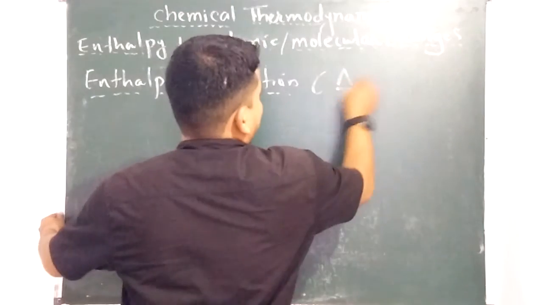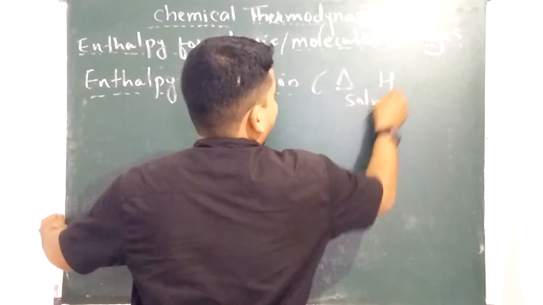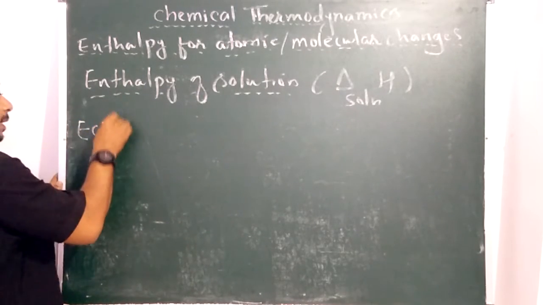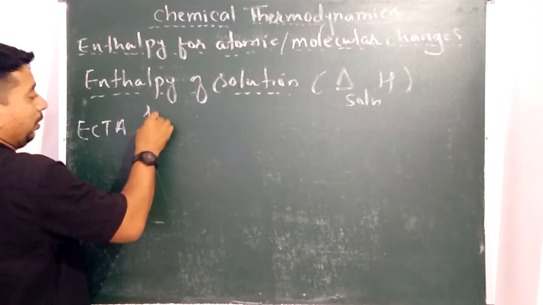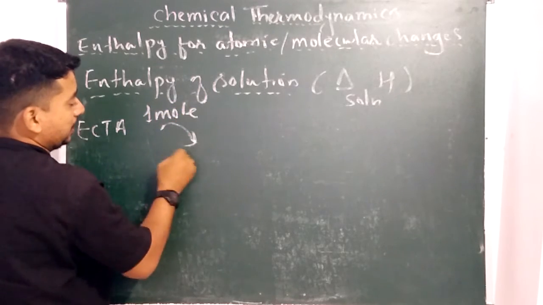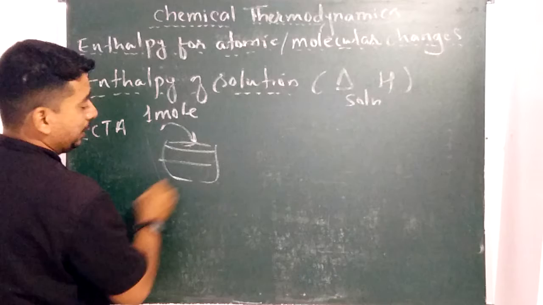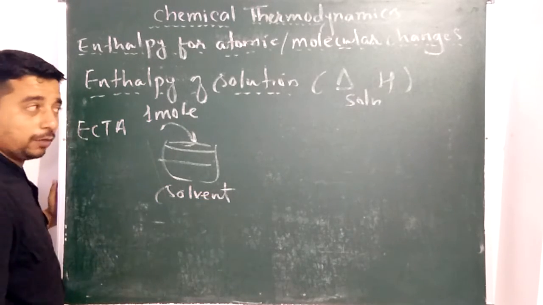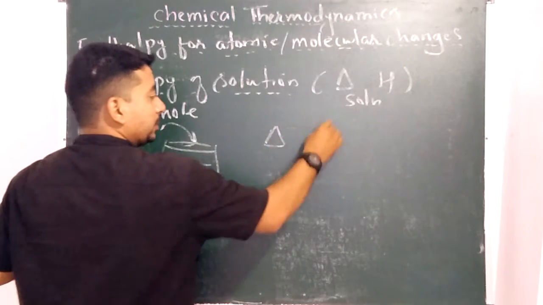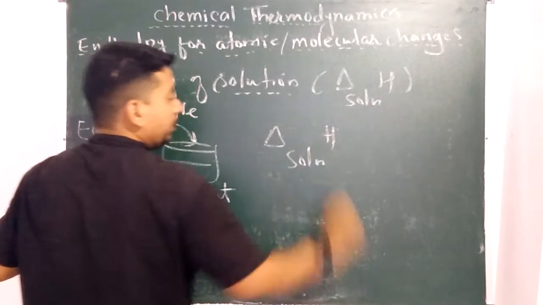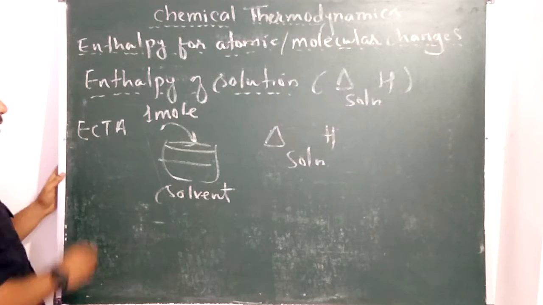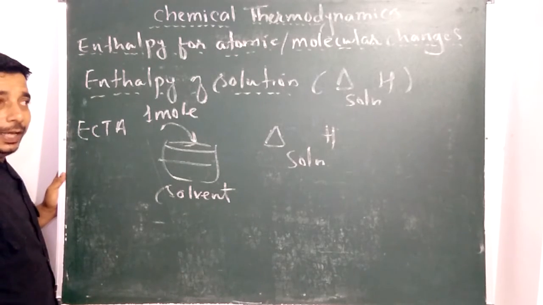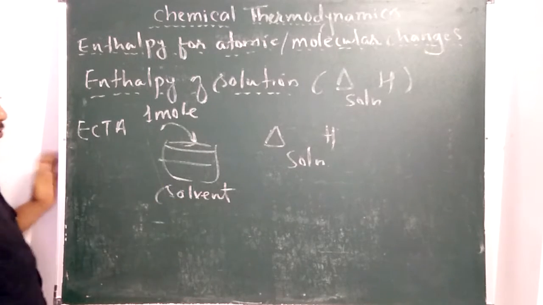Enthalpy of solution, delta H SOLN. Now the enthalpy change that accompanies when 1 mole of substance is dissolved in specified amount of solvent is called as enthalpy of solution. Enthalpy change that accompanies when 1 mole of substance is dissolved in specified amount of solvent will be called as enthalpy of solution.